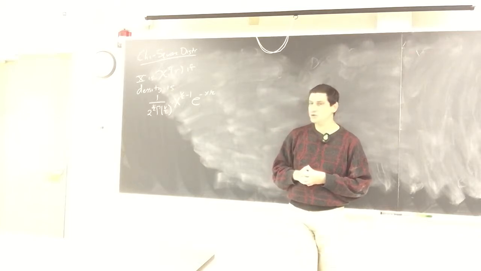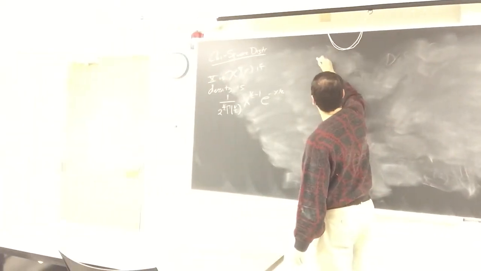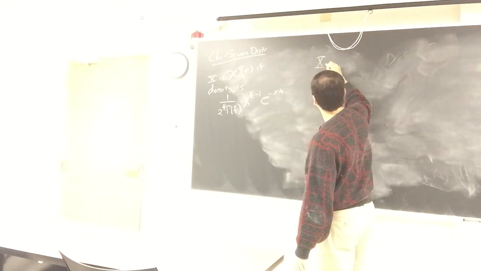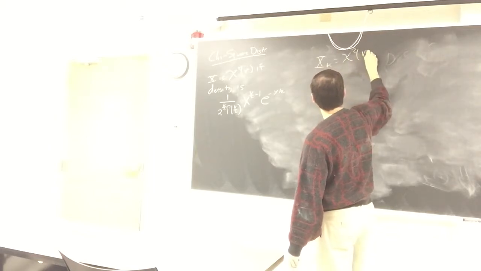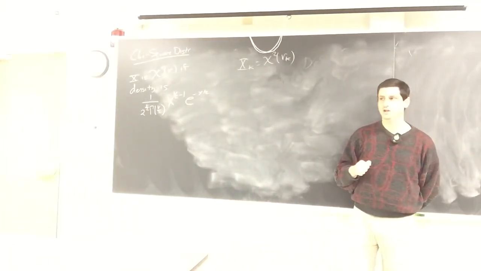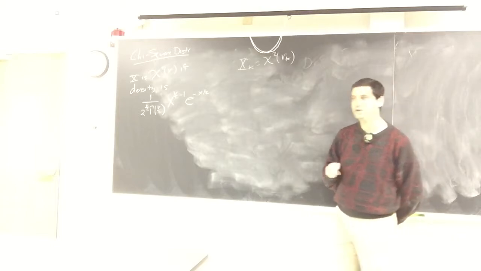So the first question you can ask is, well, what if I have two chi-squared random variables and add them? What kind of distribution do I get? So let's say xk is a chi-squared distribution with nu k degrees of freedom. Okay? So we want to figure out what is the probability distribution of x1 plus x2. And we'll assume they're independent.